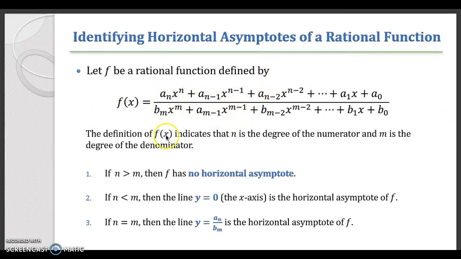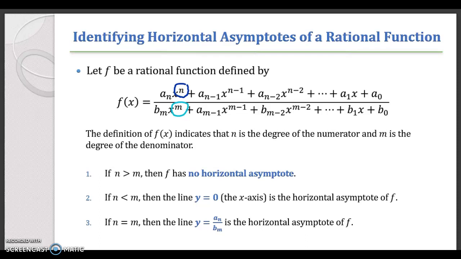The definition of f of x indicates that n is the degree of the numerator. You see this n here. That's the degree of the numerator, or the highest exponent in the numerator. And m is the degree of the denominator, or the highest exponent in the denominator. So, if n is more than m, then f has no horizontal asymptote.